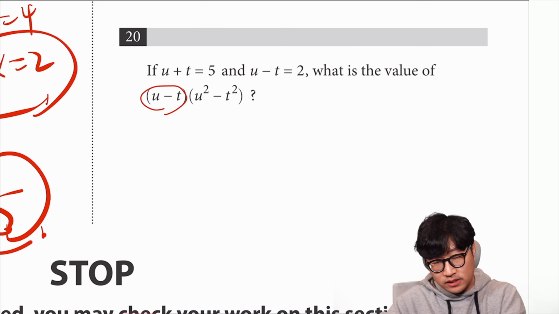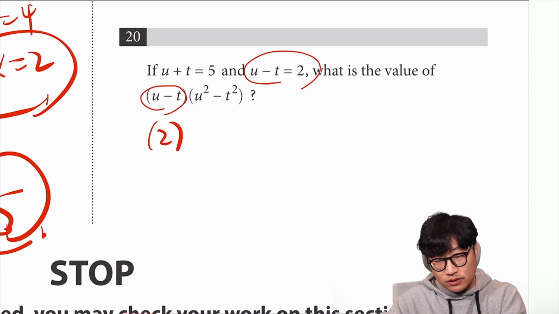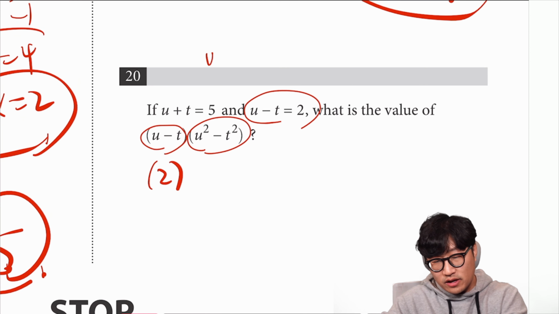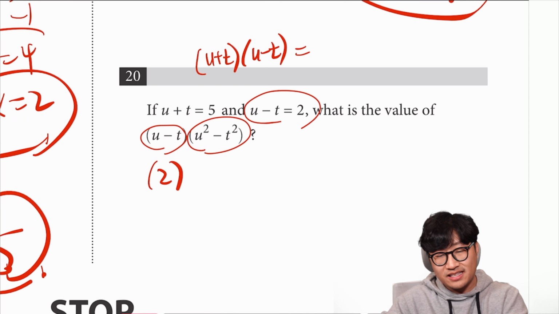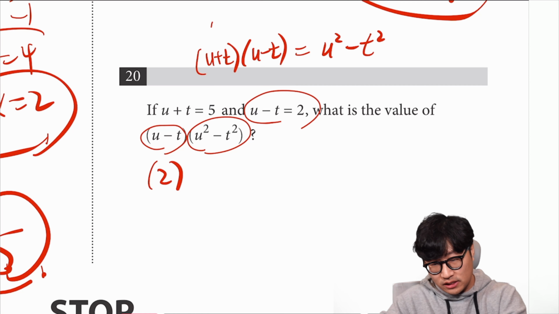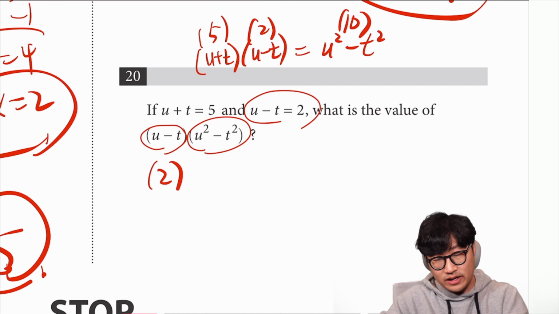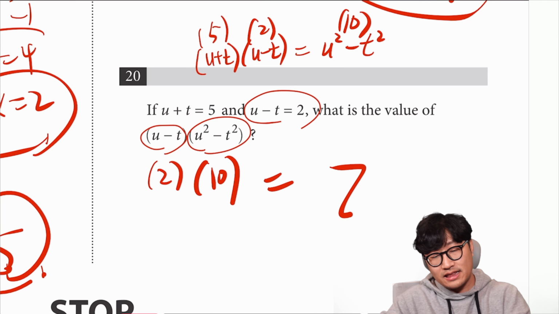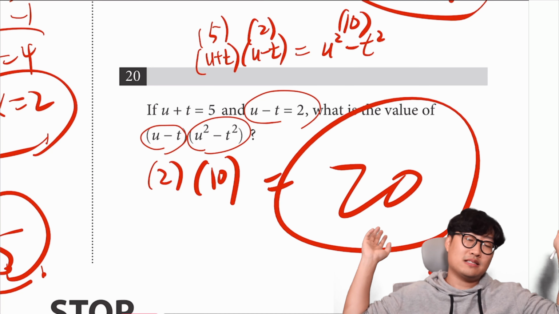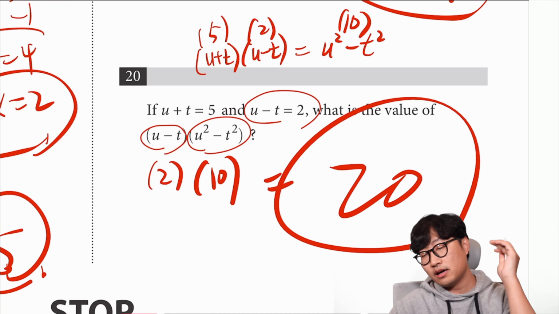So first of all, u minus t, they gave it to you, it's a 2. And then I want you to notice this u squared minus t squared. You get that when you FOIL this u plus t and u minus t. That's basically what u squared minus t squared is. So u plus t is a 5. u minus t is a 2, so that should be a 10, right? So that's just 10. And that wraps up the entire section 3. Now, I'm going to move on to section 4.